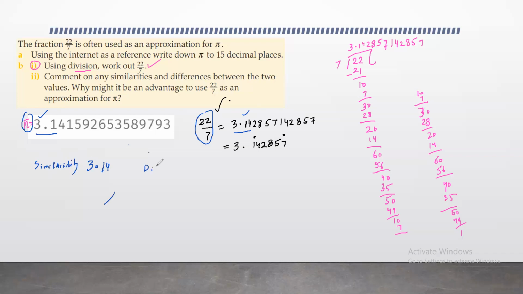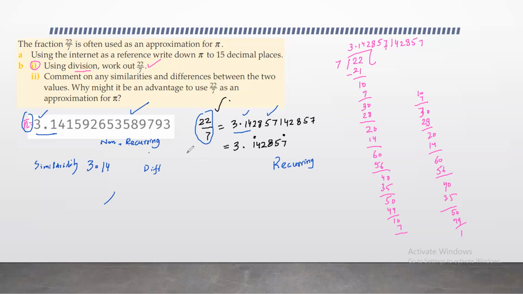And the difference is what? The difference is that this is non-recurring and this is recurring. We can say that the value of pi is non-recurring, that's why we call it an irrational number. But 22 over 7 is recurring, and this one is non-recurring, meaning irrational, and this one is rational.